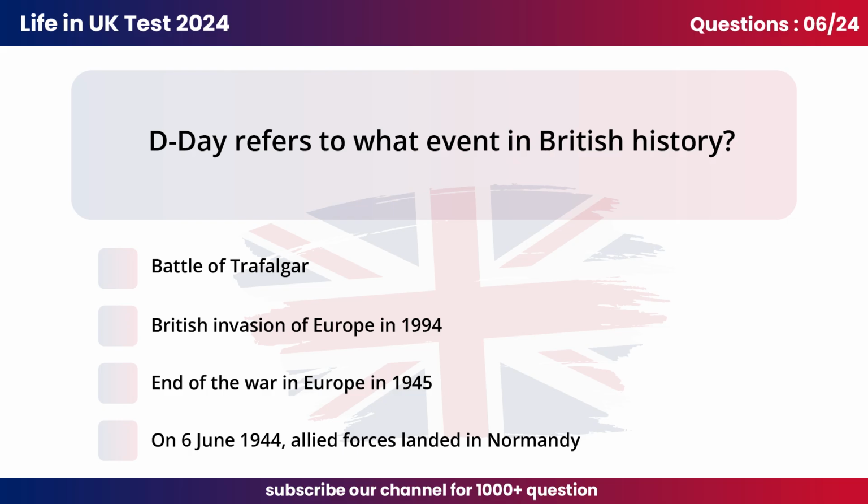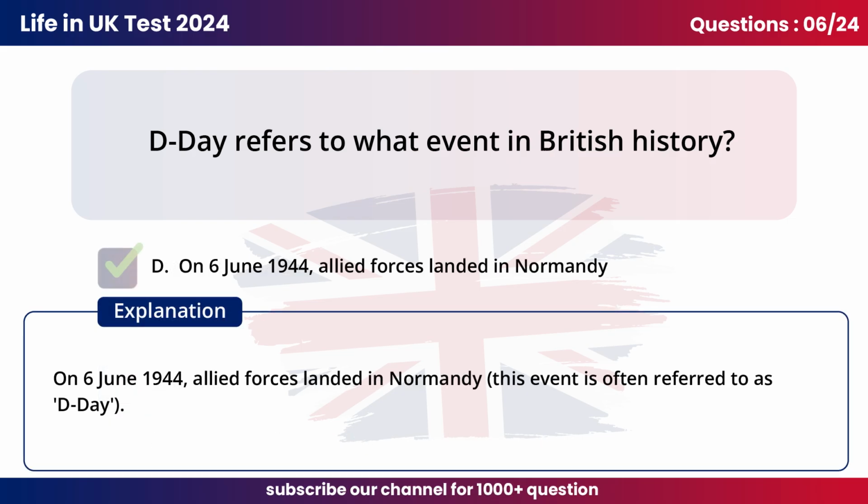Question 6. D-Day refers to what event in British history? D. On the 6th of June, 1944, Allied forces landed in Normandy. This event is often referred to as D-Day.